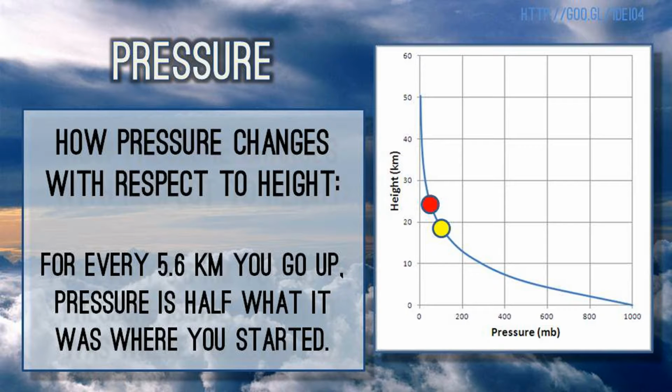Notice that means you'll never actually get all the way to 0 millibars of pressure, because no matter what pressure you are at now, half of that is not 0. So no matter where you are, 5.6 kilometers up from there is not going to be 0, and 5.6 kilometers up from there is not going to be 0, and so on. The pressure approaches 0, but never gets all the way to 0 in that kind of formulation.